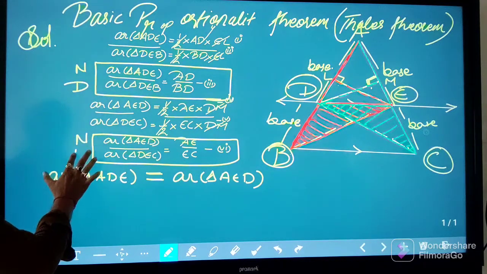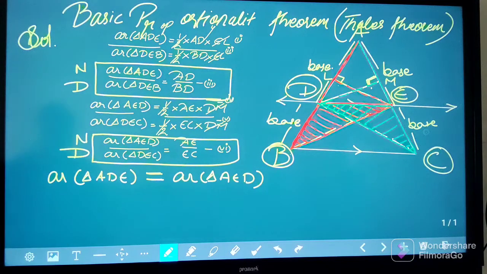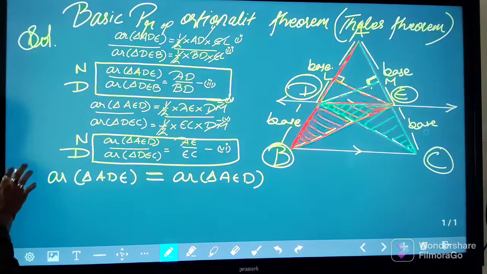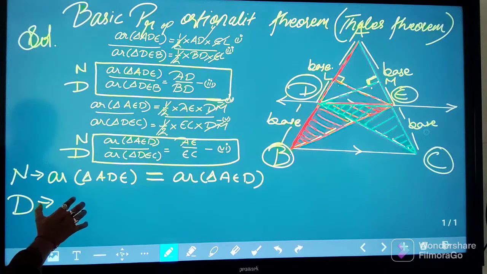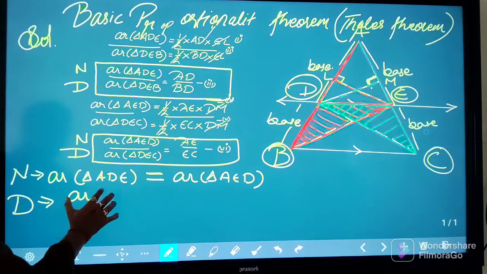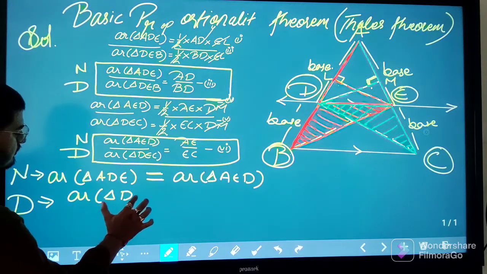Let us check about the denominator. What we can say about the denominators? In the case of the denominator, in the first part we are talking about area of triangle DEB.